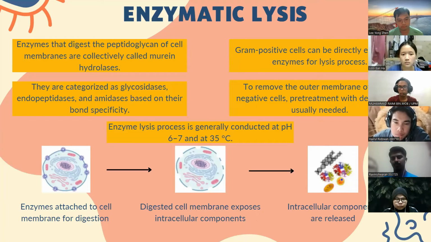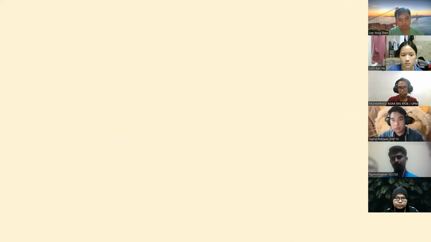The enzymatic lysis process is generally conducted at neutral pH and at 35 degrees Celsius. As you can see below is the general process of the enzymatic lysis method. I will pass the presentation to Mr. Hairul. Thank you, Mr. Ravi.